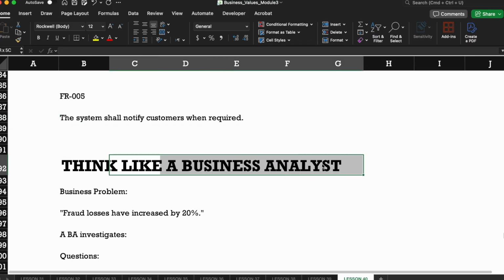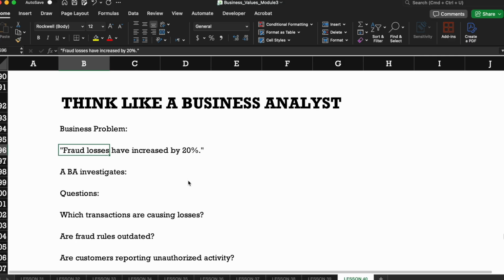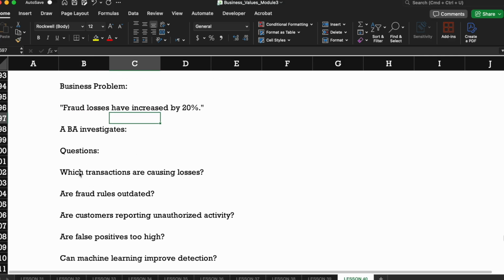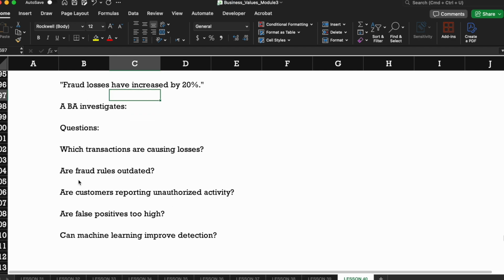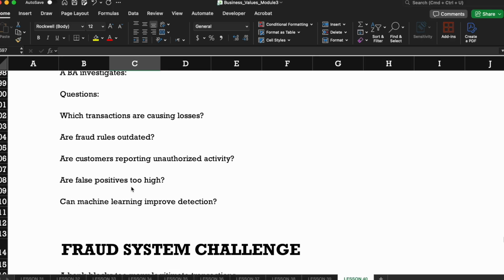Think like a business analyst. The problem: fraud losses have increased by 20%. A BA investigates questions. Which transactions are causing losses? Are the fraud rules outdated? Are customers reporting unauthorized activity? Is the false positive rate too high? Can machine learning improve detection?